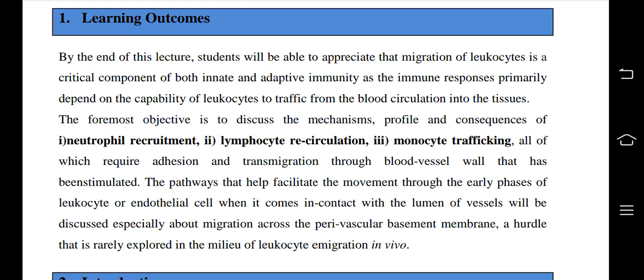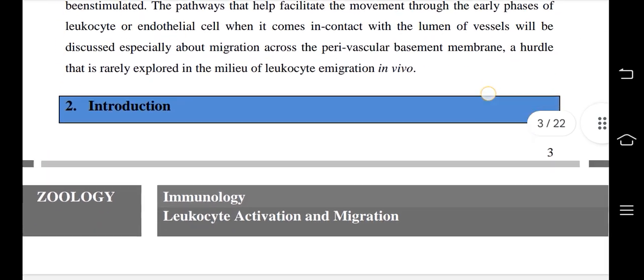The foremost objective is to discuss the mechanisms, profile, and consequences of neutrophil recruitment, lymphocyte recirculation, and monocyte trafficking, all of which require adhesion and transmigration through the stimulated blood vessel wall. The pathway that facilitates the early phase of leukocyte and endothelial cell contact with the lumen of vessels will be discussed, especially migration across the perivascular basement membrane, a hurdle that is rarely explored in the context of leukocyte migration in vivo.